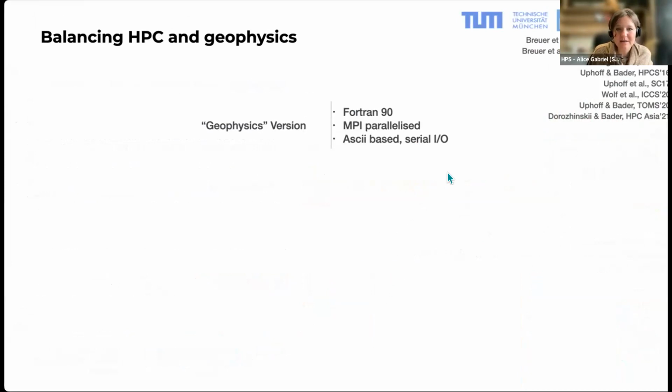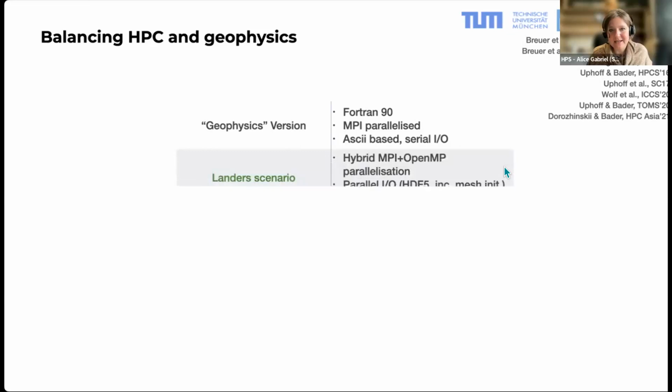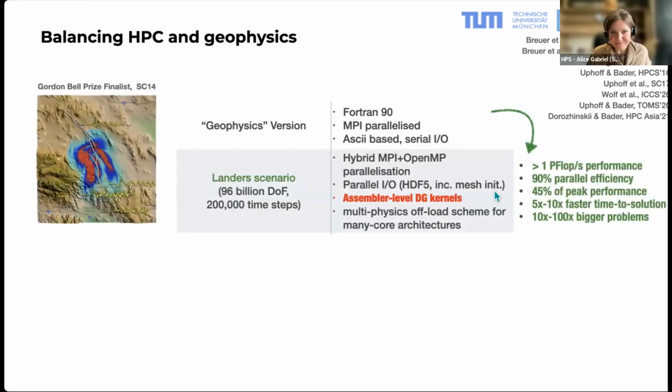We had a geophysics version some years ago, or what I call a geophysics version, which was code written in Fortran 90, MPI parallelized, and using text files for reading and writing output. And this is not how SeisSol looks anymore now. And there were a couple of optimization steps.